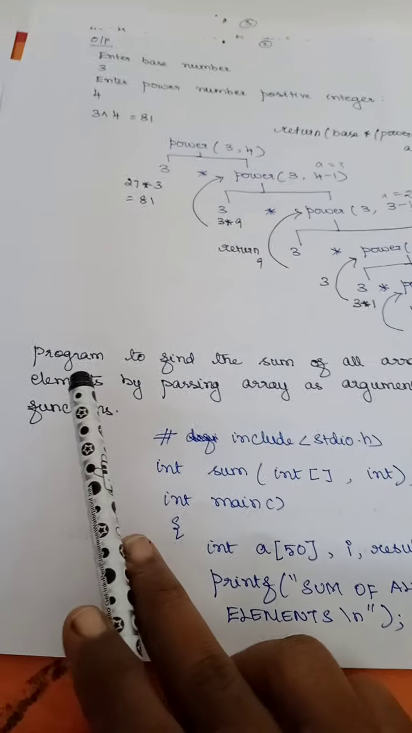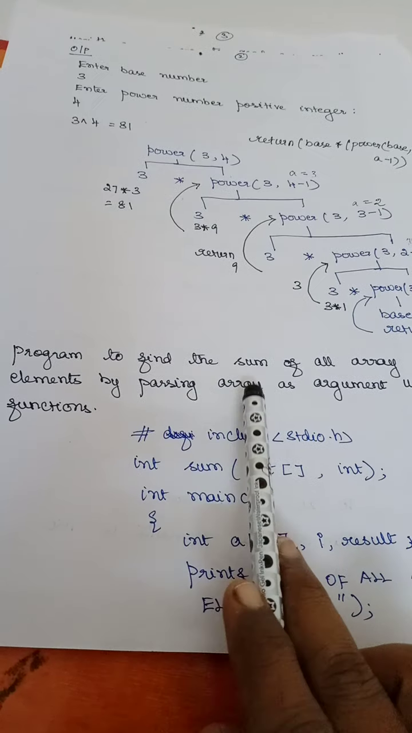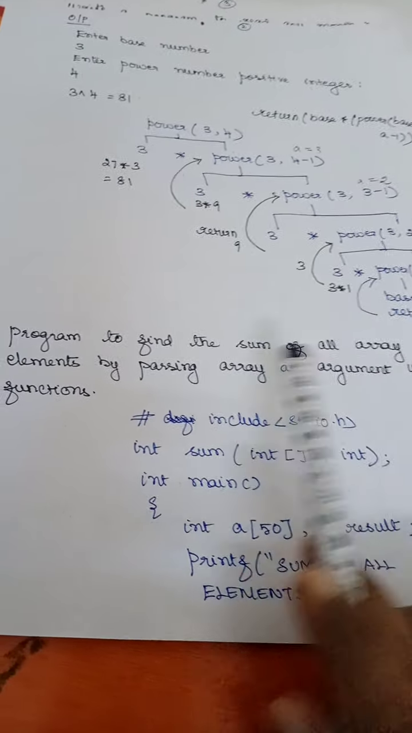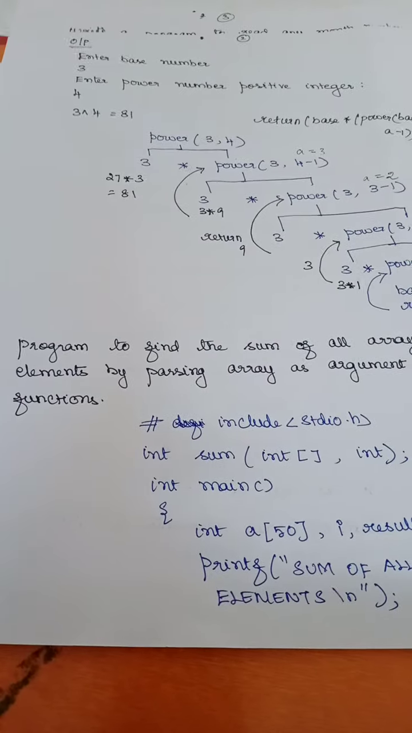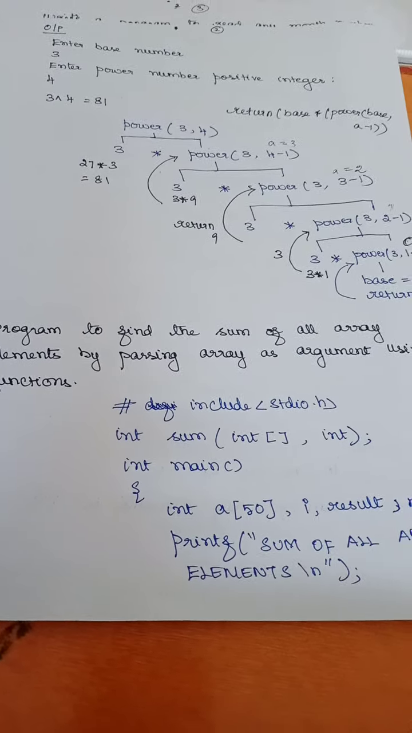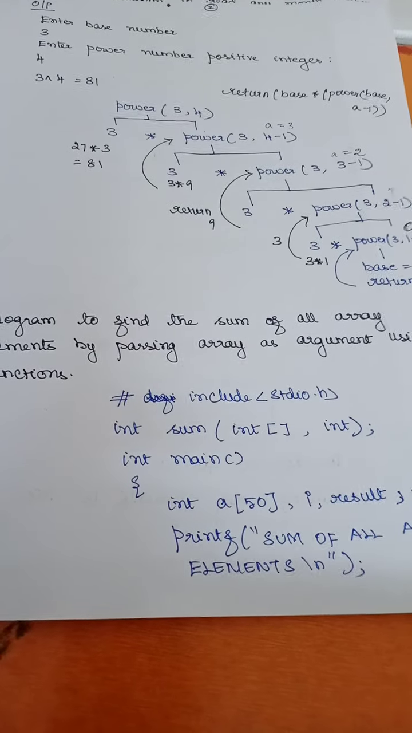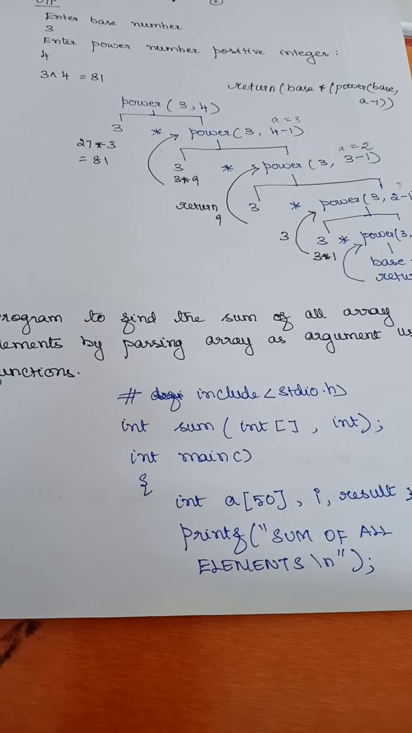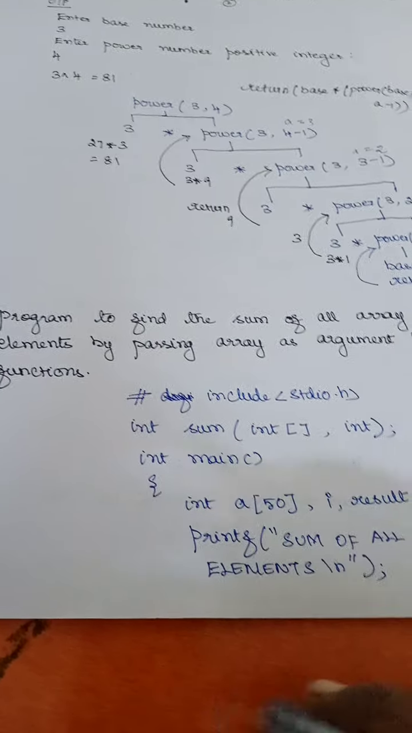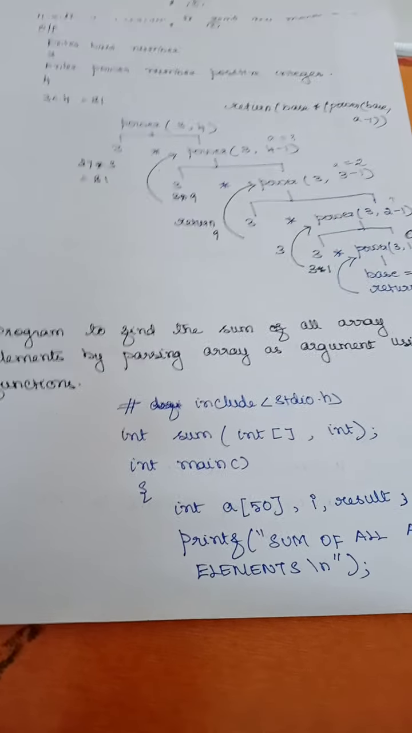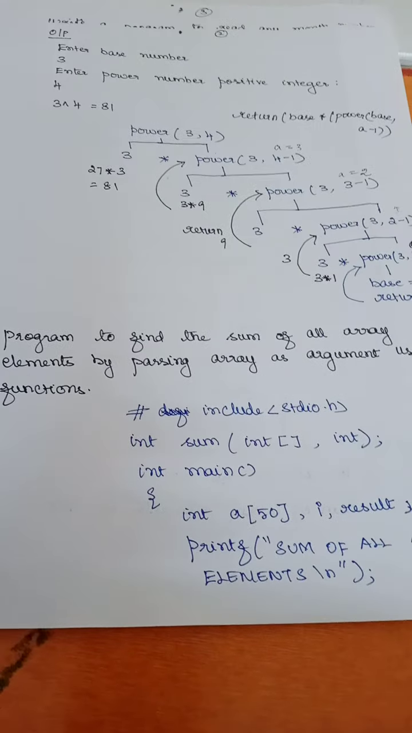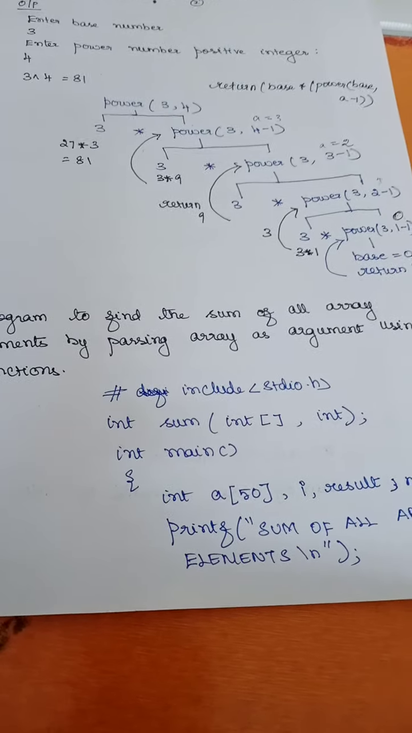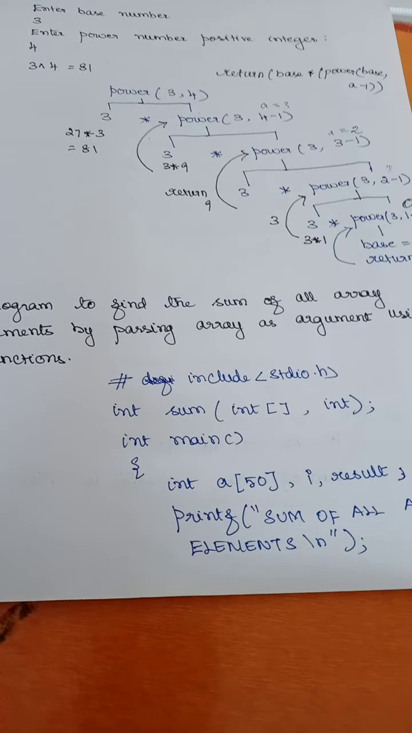Write a program to find the sum of all array elements by passing an array as an argument using functions. So till now we have seen how to pass int value, character value, float value, right? Now we will see how to pass an array to a function. So the sum of all the array elements: in an array, if I have 10, 20, 30, 40, 50, I need to add all these elements and find the sum. This you can do normally without using a function also, but if we use a function, how do we have to write it?